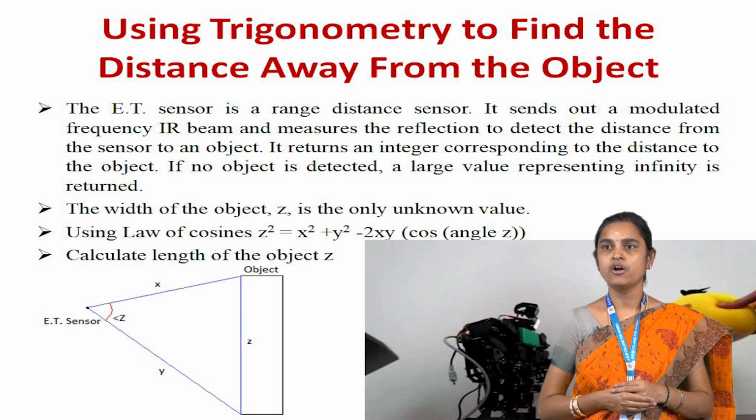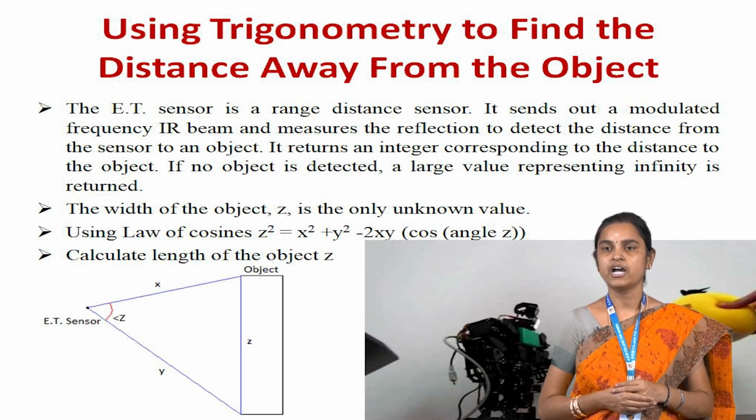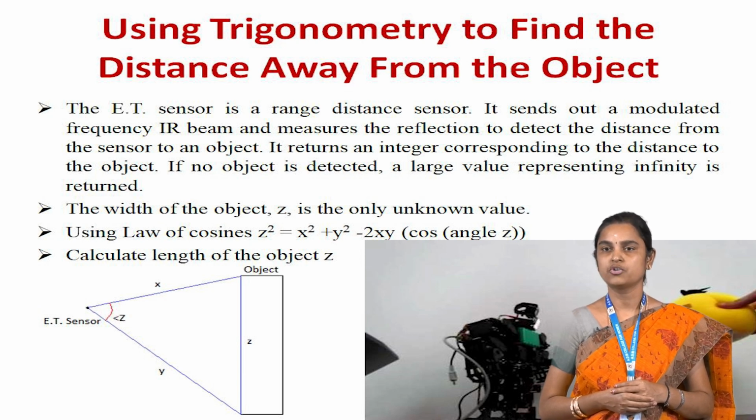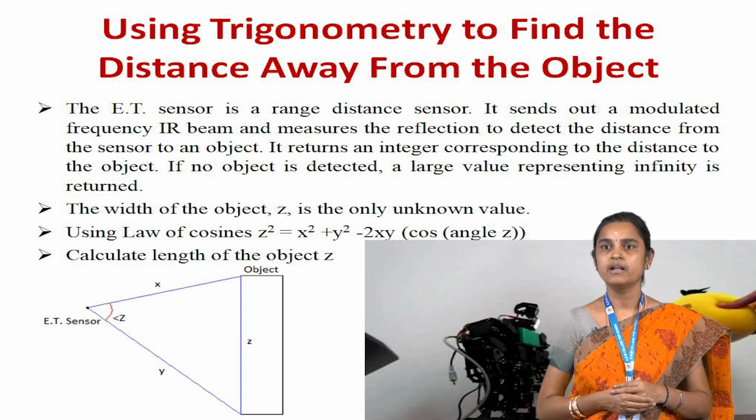We can use trigonometry also to find the object's distance. The IR sensor is the range distance sensor. It sends out a modulated frequency IR beam and measures the reflection to detect the distance from the sensor to an object. It returns an integer corresponding to the distance to the object. If no object is detected, a large value representing infinity is returned.